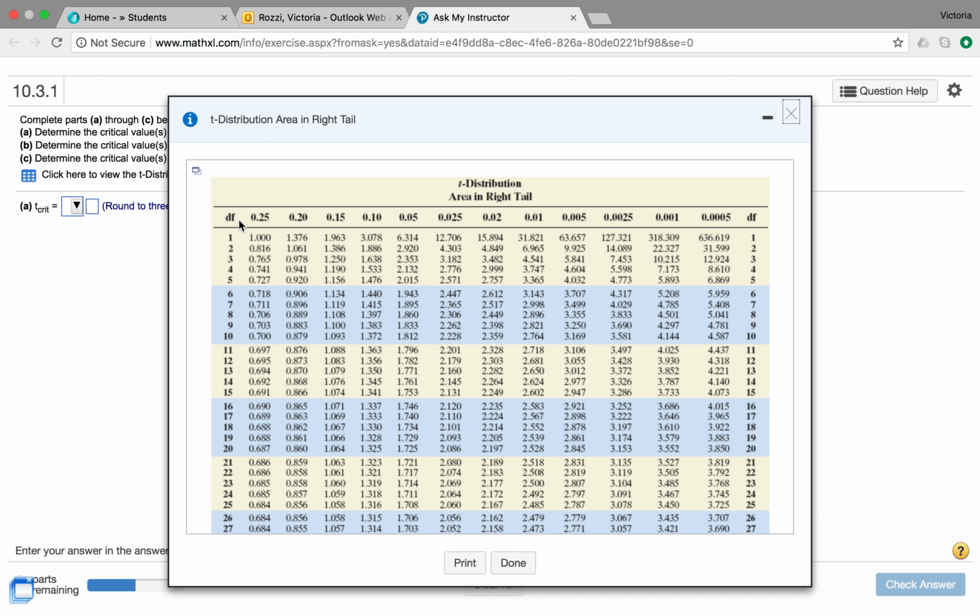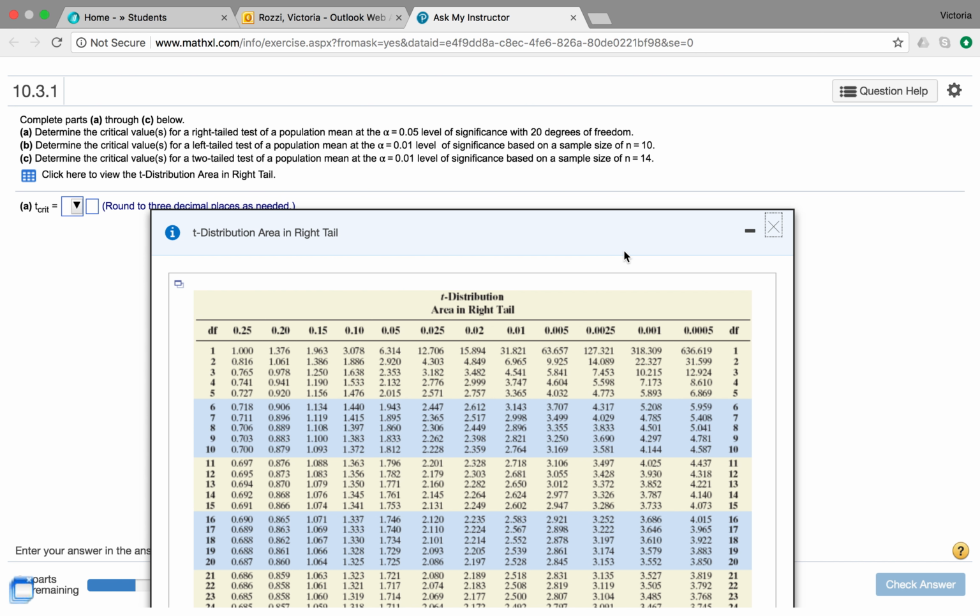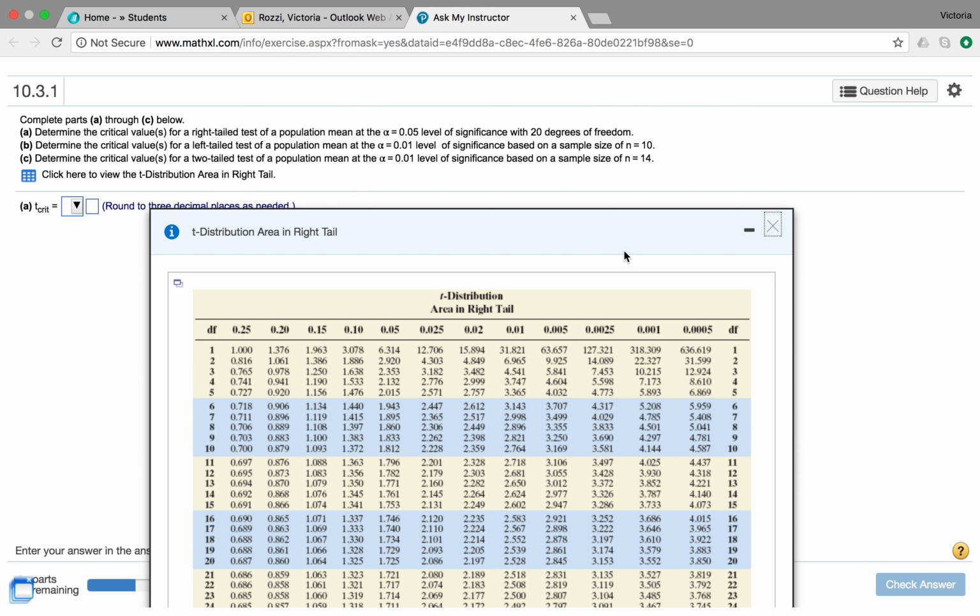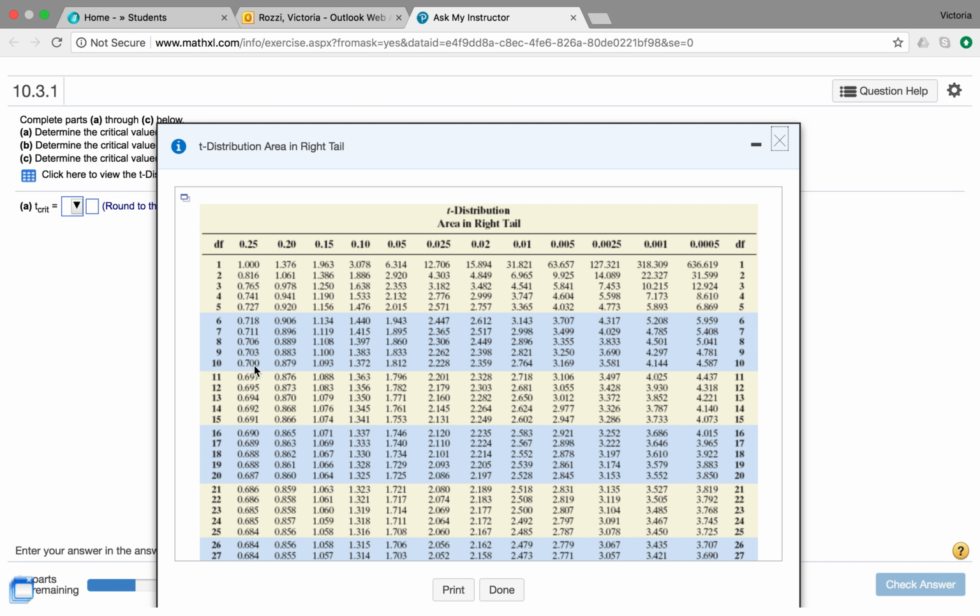With this table, it's not the same as the Z table, the standard normal, because my degrees of freedom is on the left, and then the area in the tail, and this is the area in the right tail, is on the top. So if I'm going to do this in the table itself, I'm doing a right-tailed test with alpha equals 0.05 with 20 degrees of freedom. I'm going to go down to 20. This is the area in the right tail, so I want to go to 0.05. And if I go to 0.05, you see I'm getting that same value that I got in StatCrunch, the 1.725.